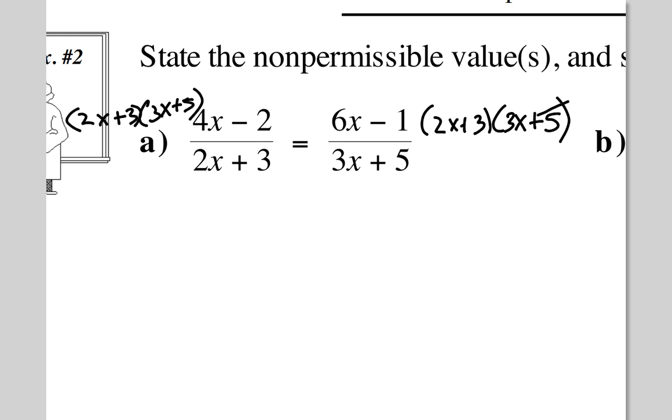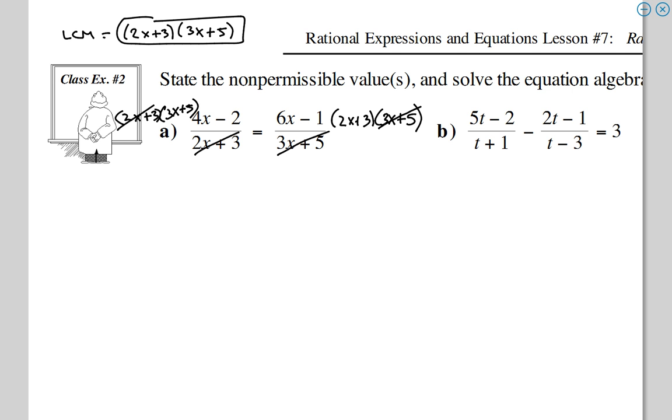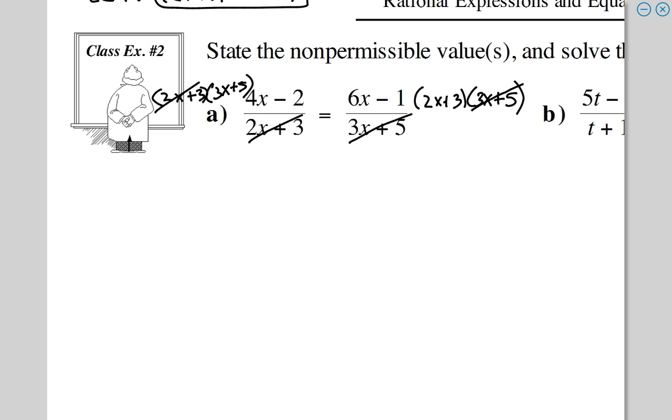The 3x plus 5's cancel. The 2x plus 3's cancel. What was left here came up, and what was left there came up. So cross multiplying is multiplying by the LCM. It's not magic. It's the same strategy. So you're basically multiplying by the LCM at all times. So let's rewrite this as if you cross multiplied.